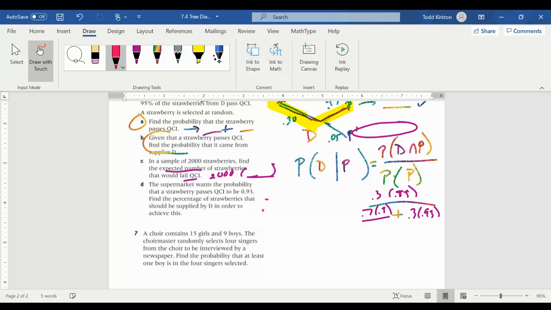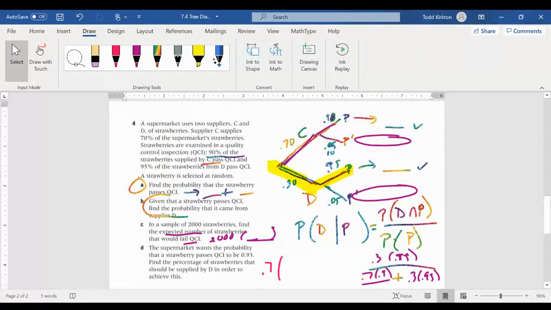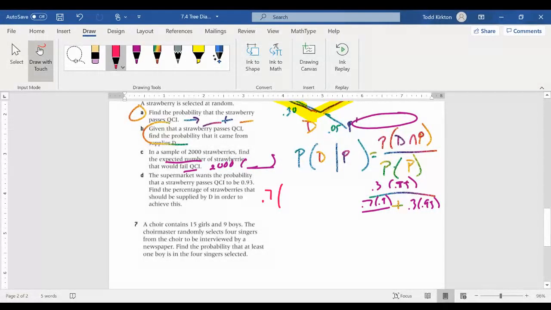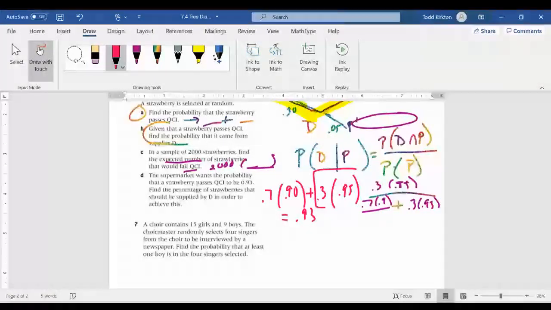If right now 70% come from C, so 70% pass at a 90% rate, and right now 30% pass at a 95% rate, those together need to add up to 93%. So we're basically adjusting. If we want to raise the number of passing, we need to take more from the category that passes more. So we want it more 95%.